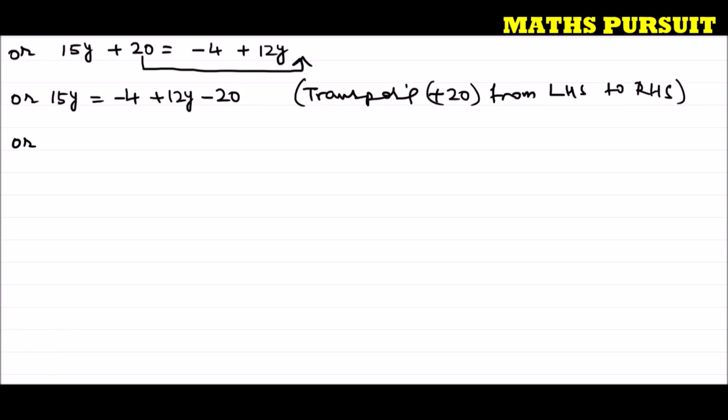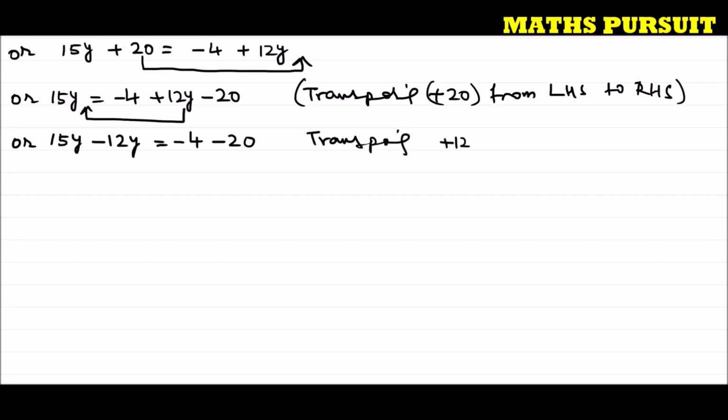Or I can write 15y minus 12y is equal to -4 minus 20. What am I doing here? I am just moving this plus 12y to the left side of the equation. That means again transposing plus 12y from right hand side this time to left hand side.